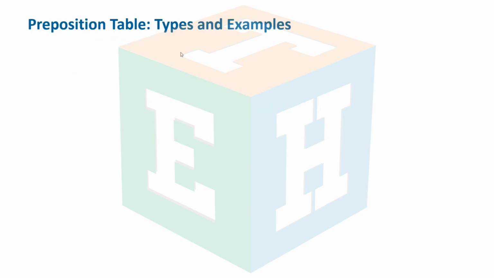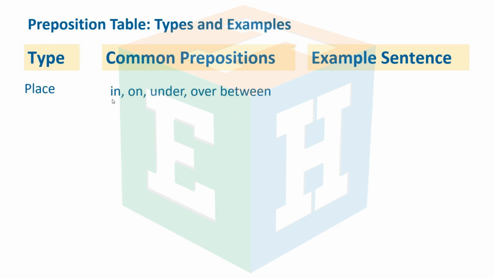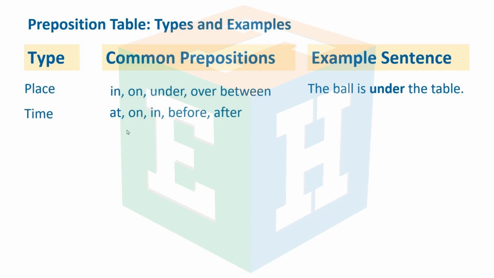Prepositions table, types, and examples. Type, common prepositions, example sentences. Place: in, on, under, over, between. Example: the ball is under the table. Time: at, on, in, before, after. She arrived at 7 o'clock.